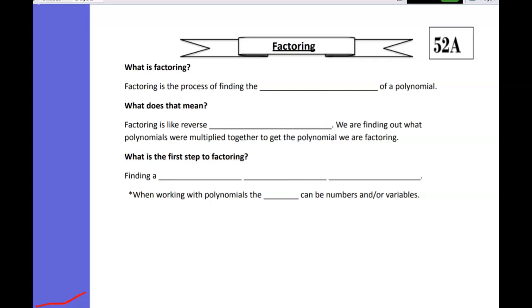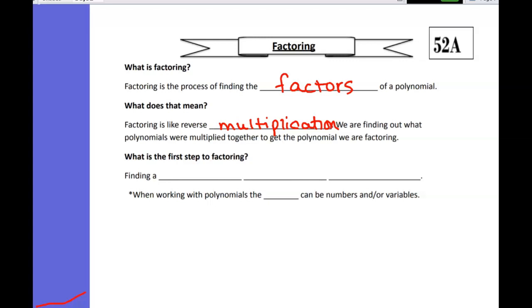So what is factoring? Factoring is the process of finding the factors of a polynomial. Factoring is like reverse multiplication. We're trying to find out what polynomials were multiplied together to get the polynomial we are factoring.